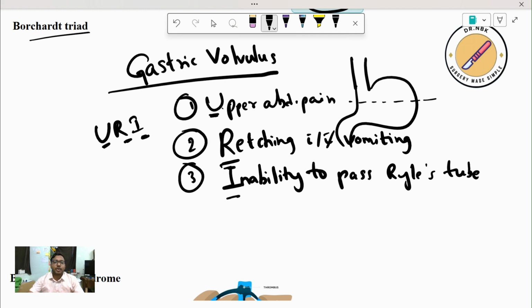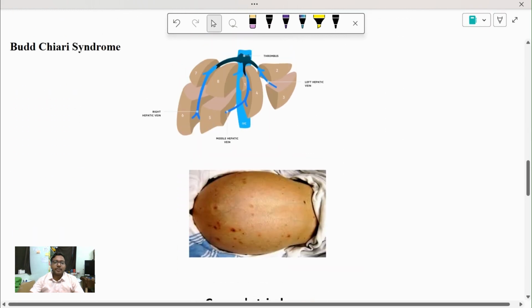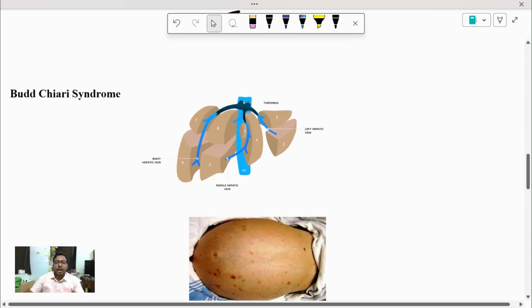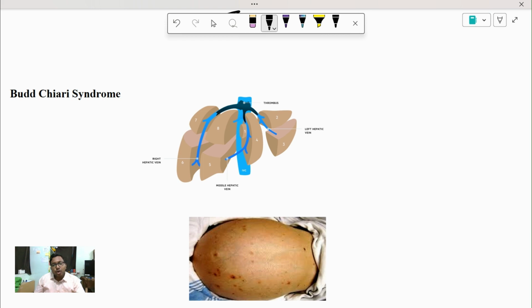Right. Next one, Budd-Chiari syndrome. You know that the basic pathogenesis in case of Budd-Chiari syndrome is you have got either hepatic vein thrombosis or IVC web formation or thrombosis. So where is the fault actually? Hepatic veins or IVC. So there is obstruction to the venous drainage of the liver.